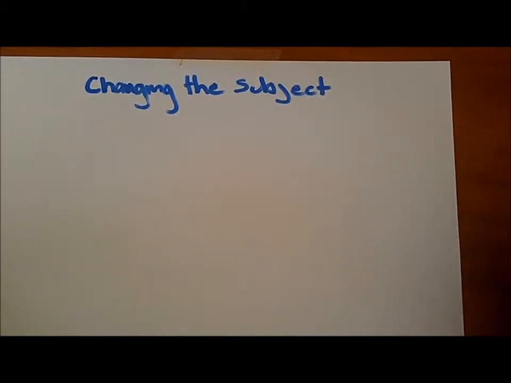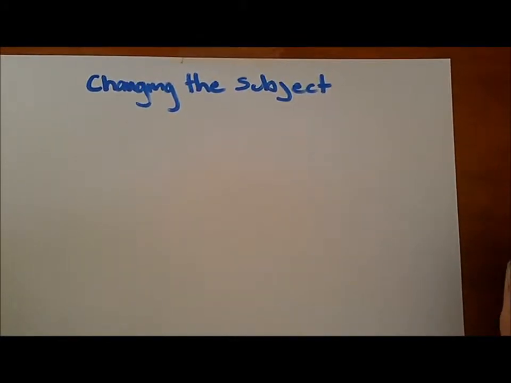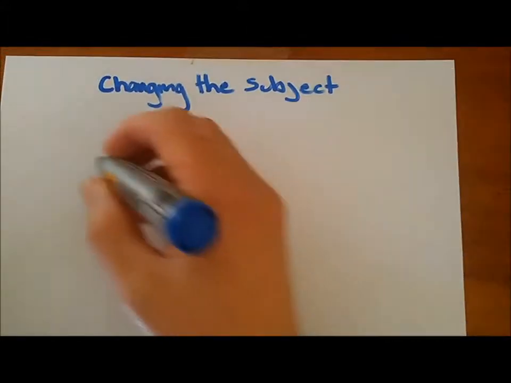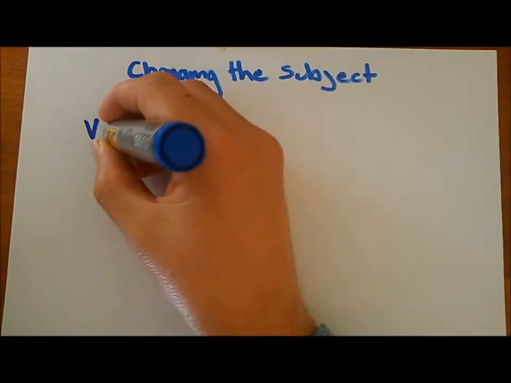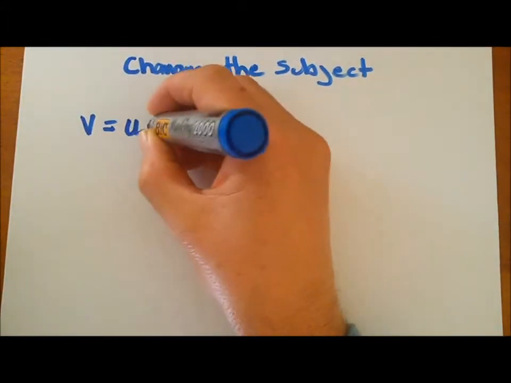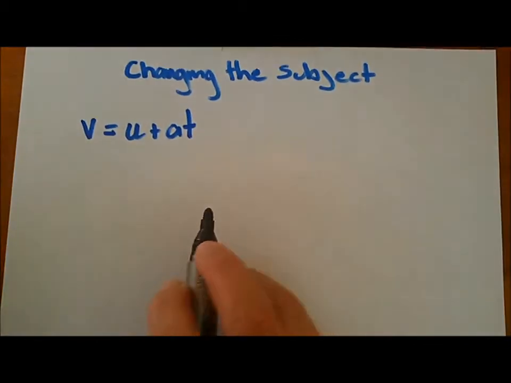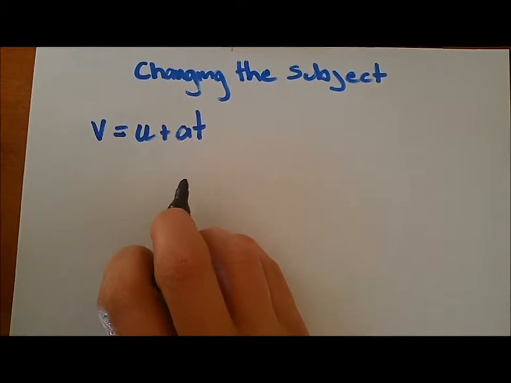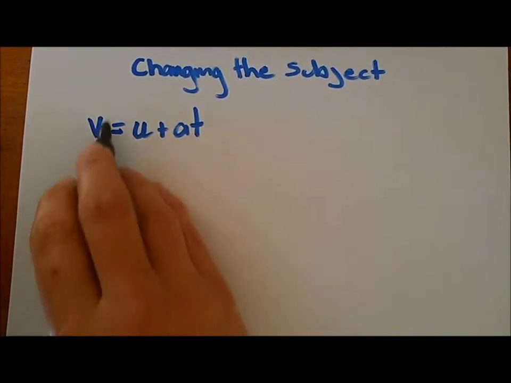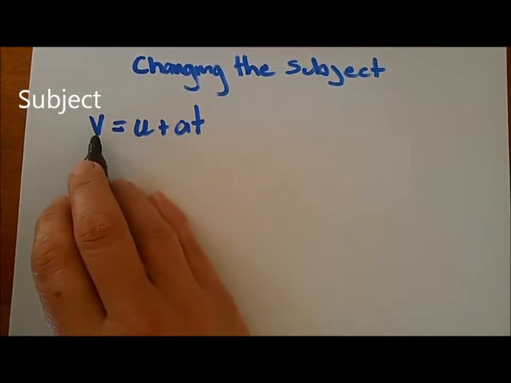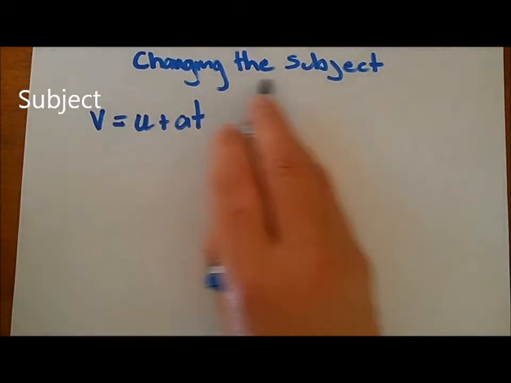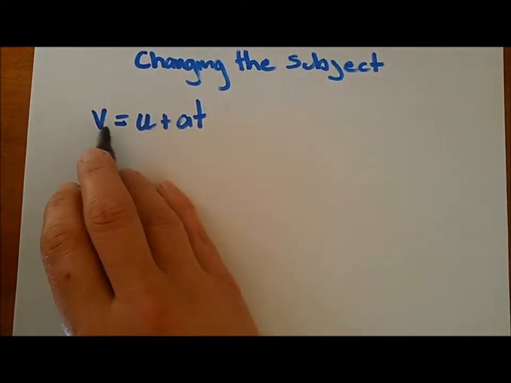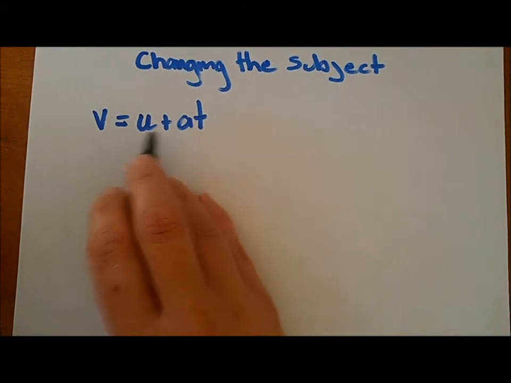Okay, the very last thing we want to look at is the idea of changing the subject of a formula. You recall that earlier I spoke about formulas such as v equals u plus at, which tells you your speed if you know your initial speed and your acceleration. But I mentioned the fact that this first variable on this side of the equation was called the subject. So changing the subject would be rearranging this equation to make something else a subject.